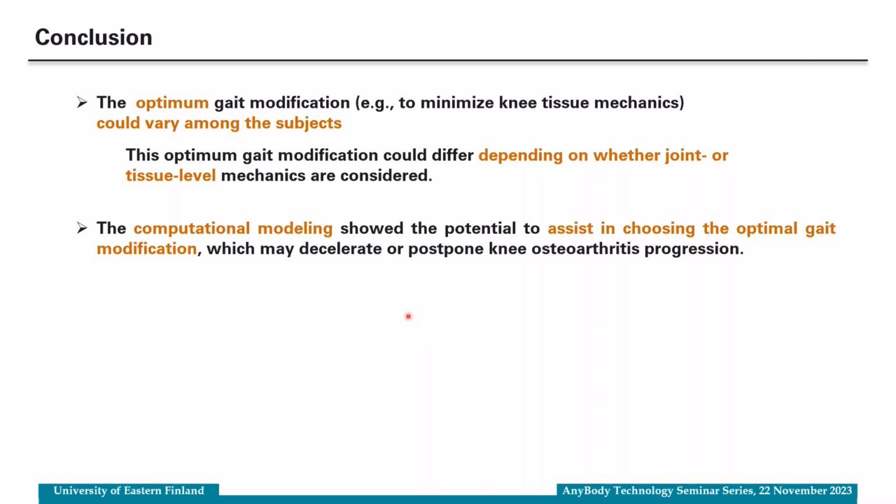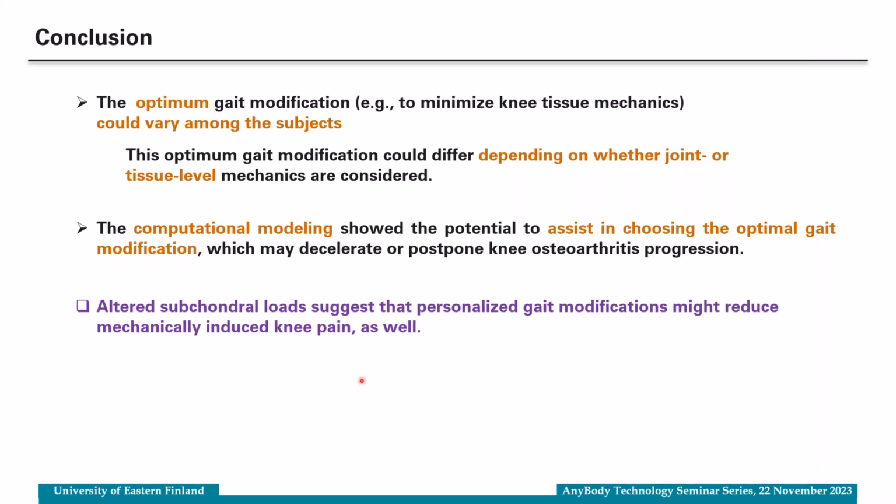And overall, we also showcased the potential of computational modeling to assist in choosing the optimal gait modification, which may then lead to minimizing the tissue mechanics governing the degradation response, leading to decelerating or postponing the progression of osteoarthritis. The other thing was that these models also hold the potential to decrease pain by changing the amount of load going, for instance, to the regions which have contacts with subchondral bone, or with the regions that have nerves there, which might then increase or decrease the amount of pain.